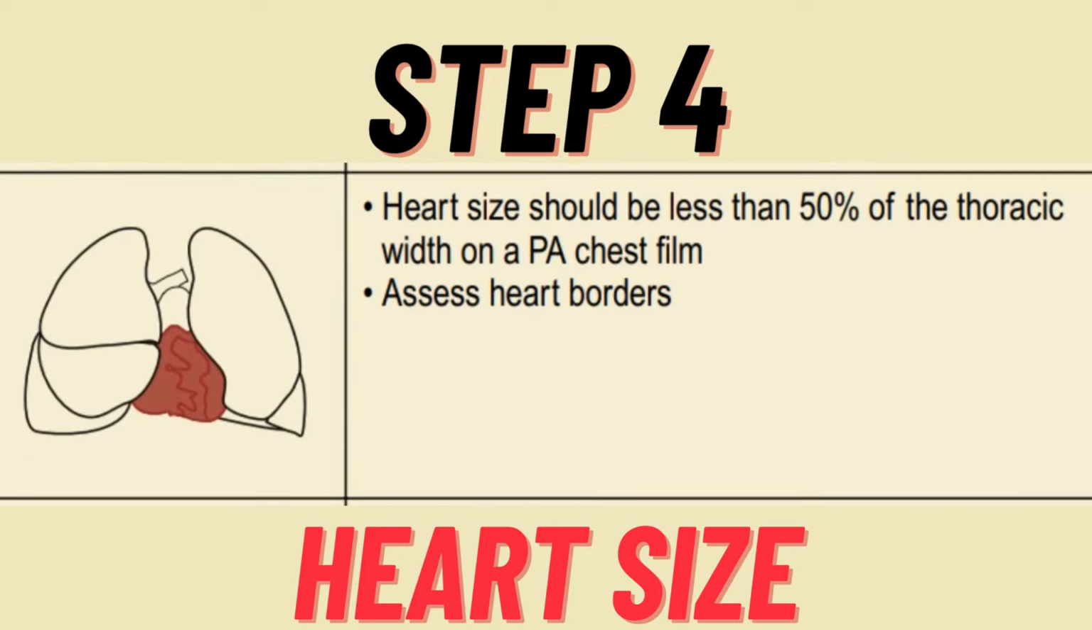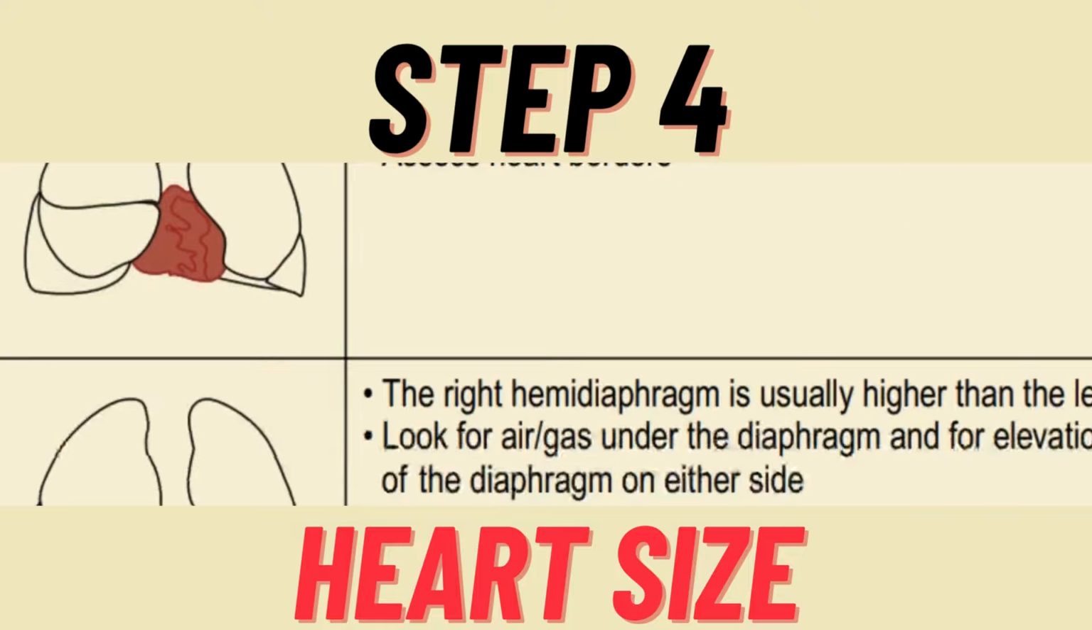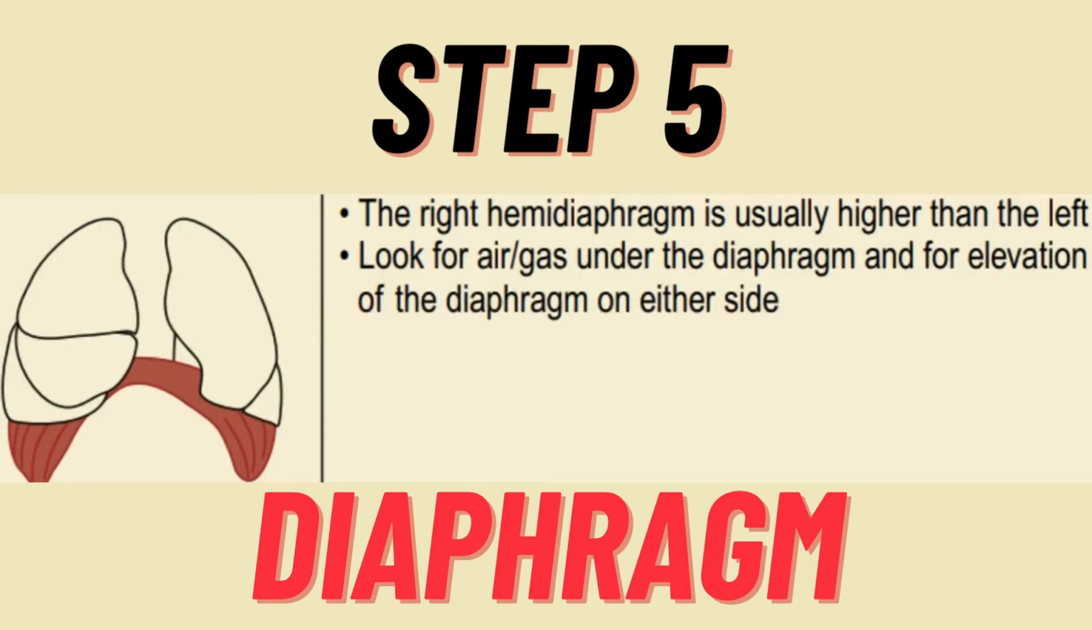Step number 4, look at the size of the heart. The heart size should be less than 50% of the thoracic width on a PA chest film. Also, assess the heart borders. Step number 5. Look at the diaphragms. The right hemidiaphragm is usually higher than the left. Look for the air or gas under the diaphragm and for the elevation of the diaphragm on either side.